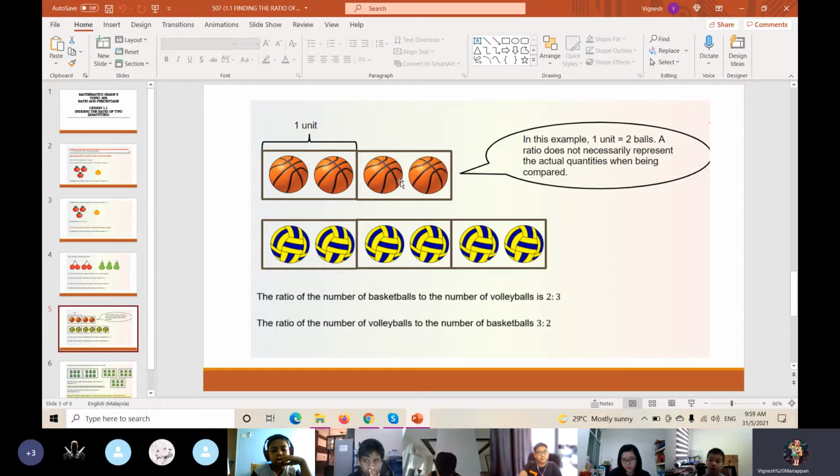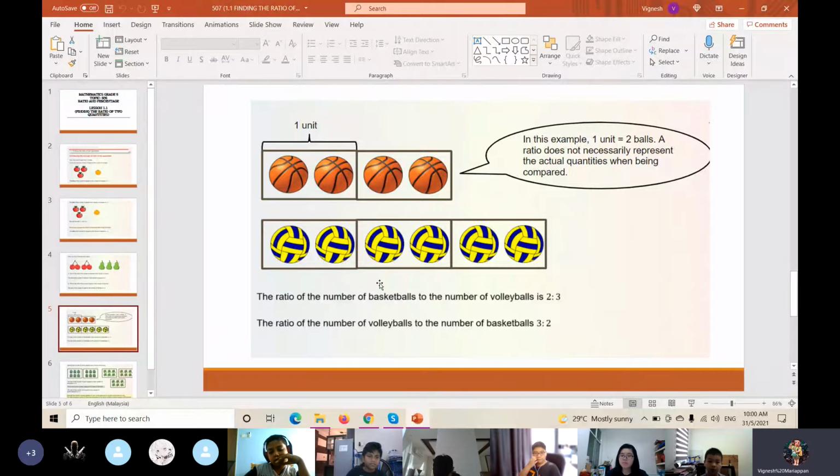And then same goes to the volleyballs. 2 balls is equals to 1 unit. Another 2 balls is equals to 1 unit. And then 2 more balls is equals to 1 unit. So how many units we have for the volleyballs? Class? How many units we have for the volleyballs? 3 units. 3 units, very good.